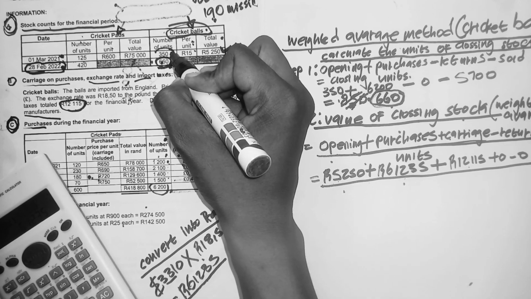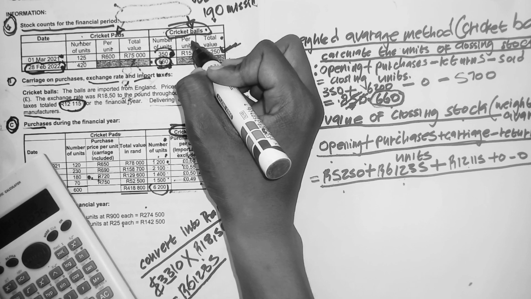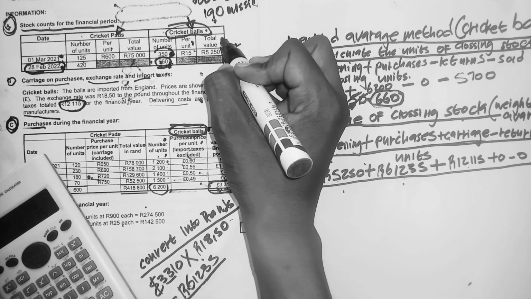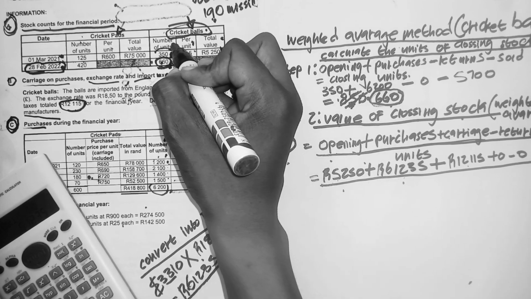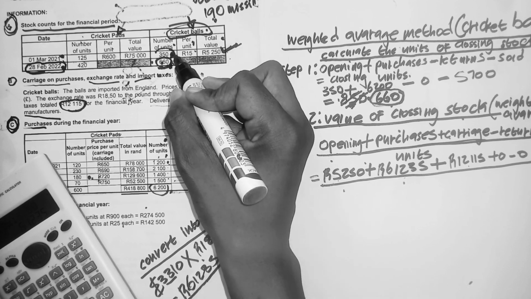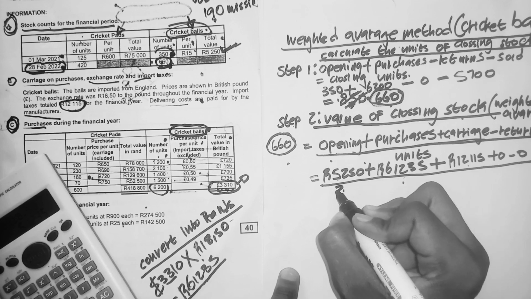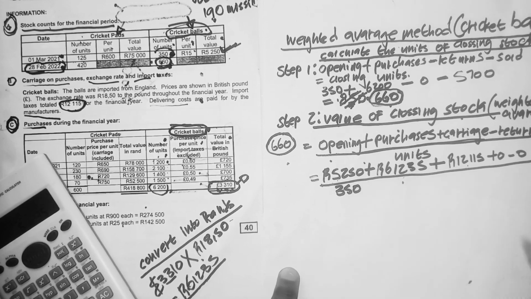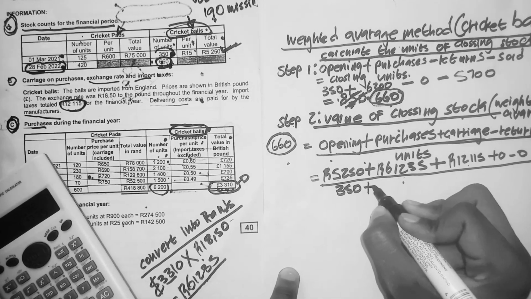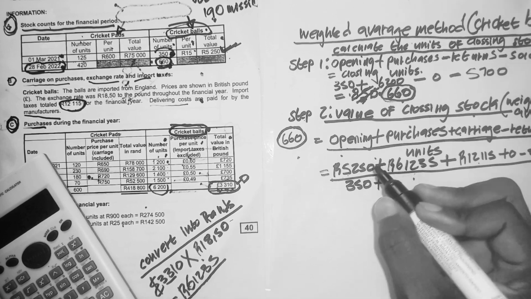If you can check here, you don't take the per unit. You don't take the total value. You take the number of units, which is 350. So opening, we have 350 units plus purchases. How many units do we have for purchases?